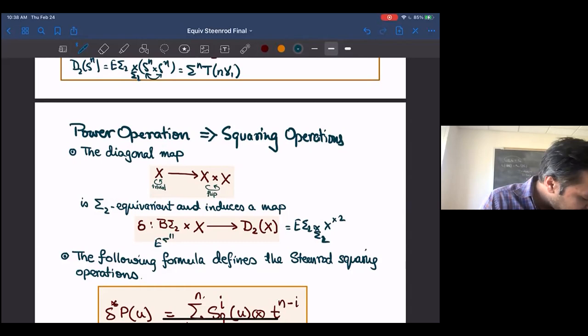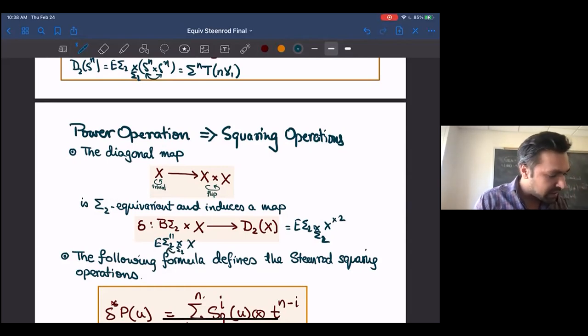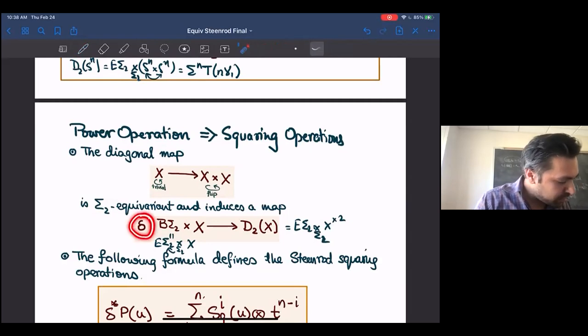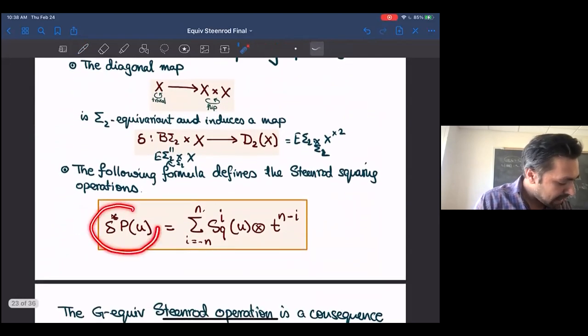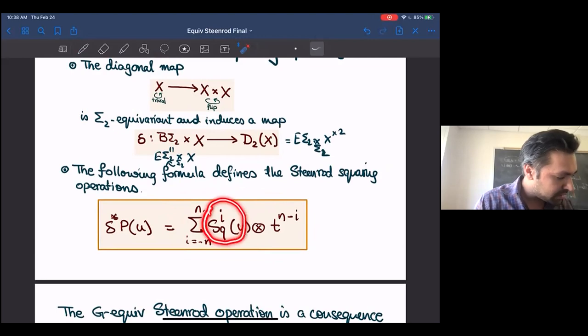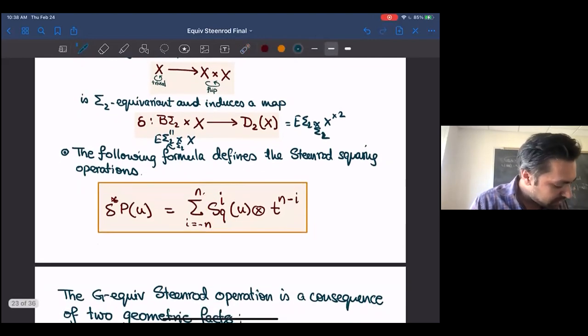And you can also write this as E sigma 2 cross over sigma 2 with X, but sigma 2 acts trivially, so you can take the quotient of E sigma 2 by sigma 2, and that gives you B sigma 2. And so you can use delta to pull back your power construction on U, and you can express this as a sum of elements using this formula, and this formula determines the ith squaring operation.